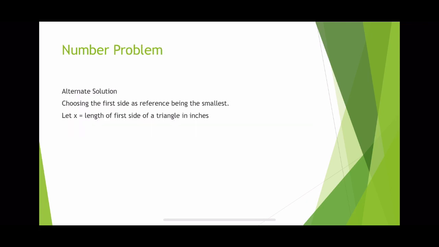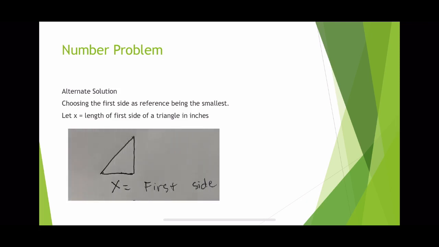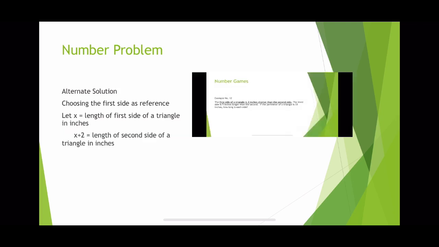So for the alternate solution, choosing the first side as a reference, being the smallest, we let x is equal to the length of the first side of a triangle in inches. So as you can see in our first solution, we let x is the second side. But in this alternate solution, we let x is equal to the length of the first side of a triangle in inches, being the smallest. So x is equal to the first side.